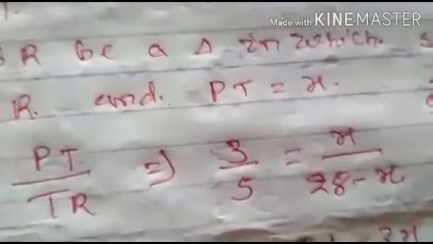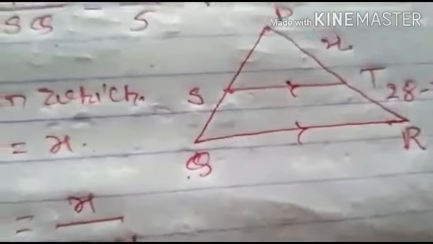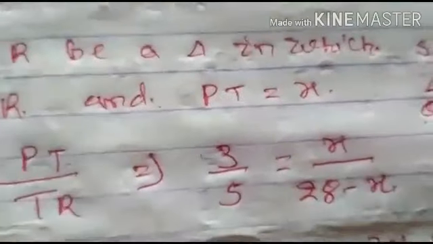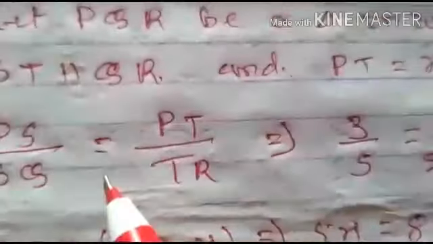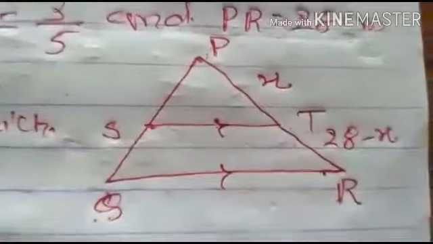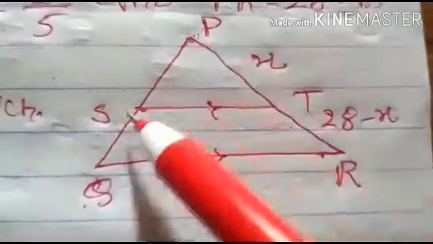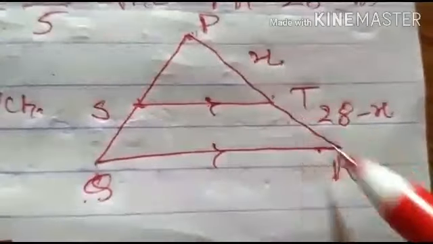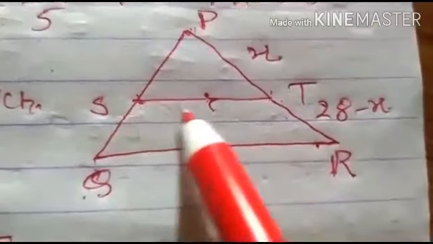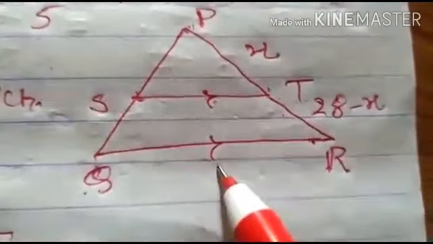And now, applying the Thales theorem or basic proportionality theorem, we may conclude that PS by SQ equals PT by TR. Applying the Thales theorem, we may have PS by SQ equals PT by TR because it is given that ST is parallel to QR.